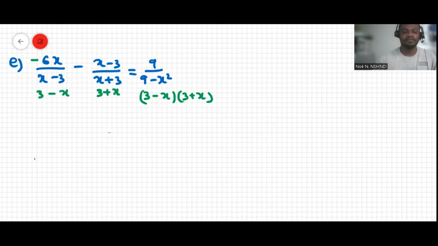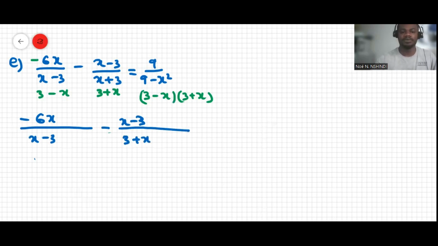So we have negative 6x under x minus 3, minus x minus 3 under 3 plus x, equal to 3 minus x factors of 3 plus x, all under 9.